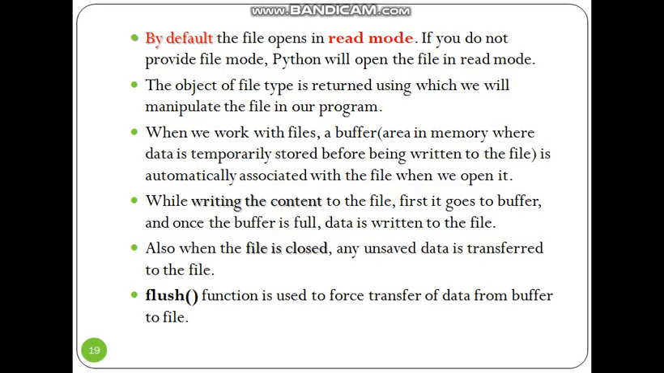By default the mode is read mode. Now this open function returns an object, and that object is assigned to the file object name. There is a buffer area used along with this file object. The buffer is needed because the hard disk is relatively slow compared to RAM. So when we write data to the file, it goes directly to the buffer. Once the buffer is full, the data is written to the file.